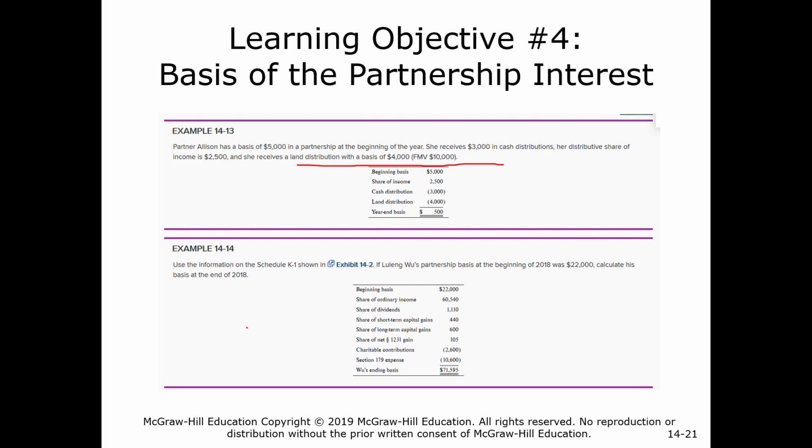In this other example, we also have separately stated items so that you can see the interplay. How is that going to affect their basis? So we can see that positive separately stated items will increase our basis. Deductions and negative items will reduce our basis. Okay.